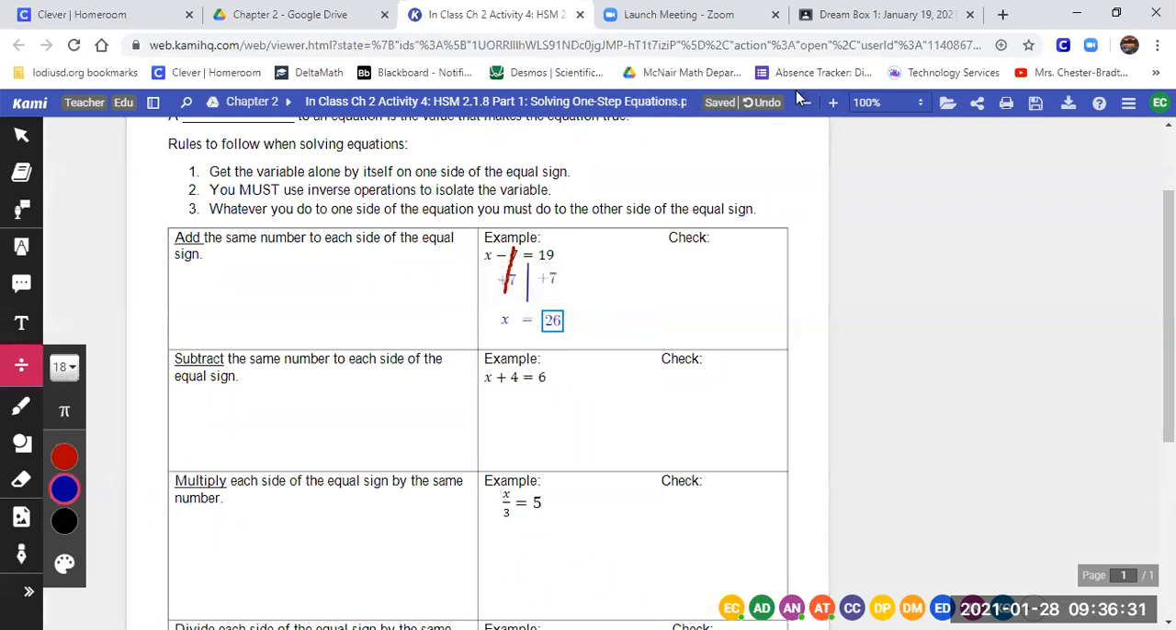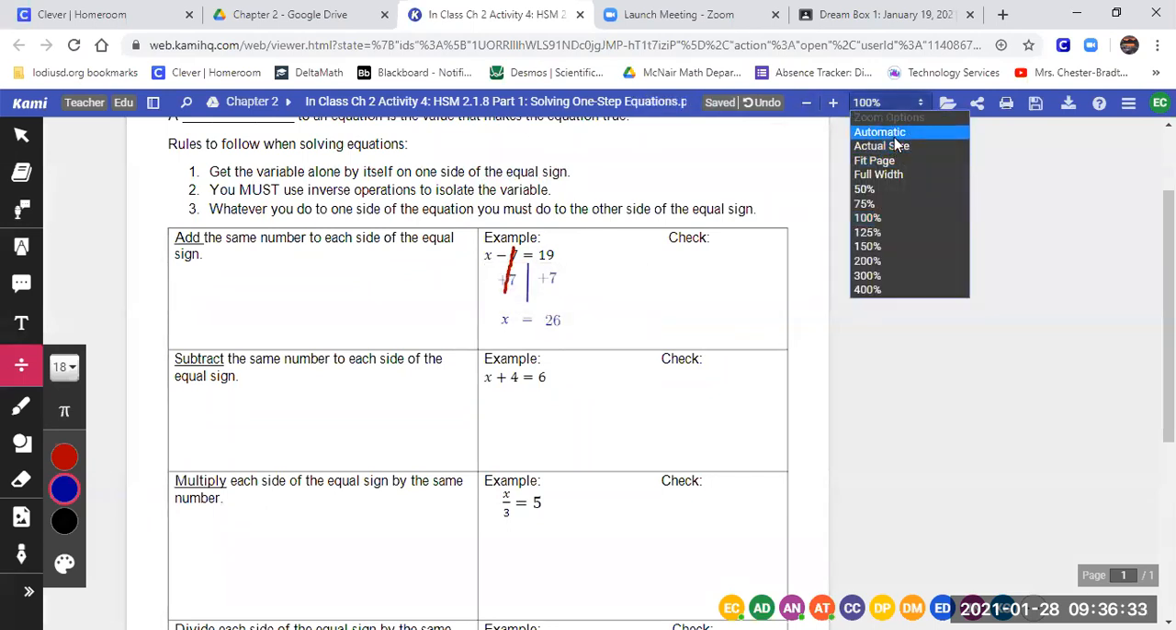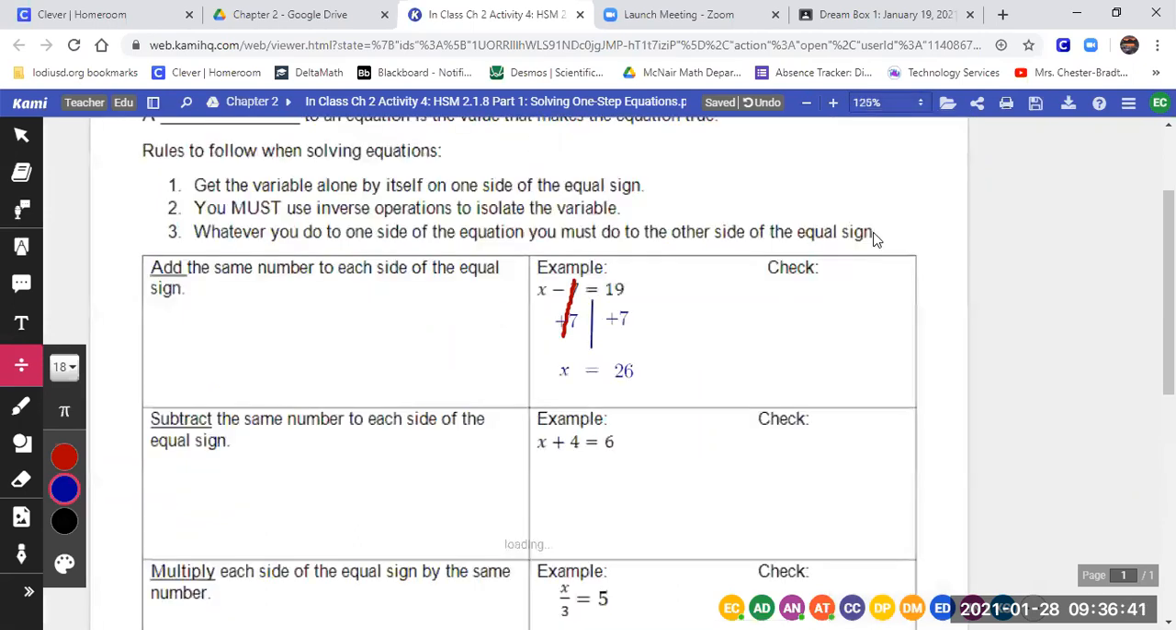Let me zoom in a little bit. Got to move something, 1 second. This is a little better. See, the equal sign shows up now.